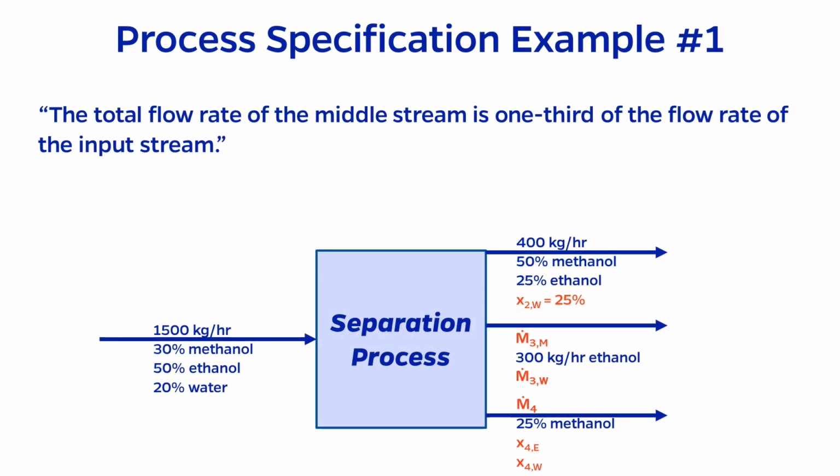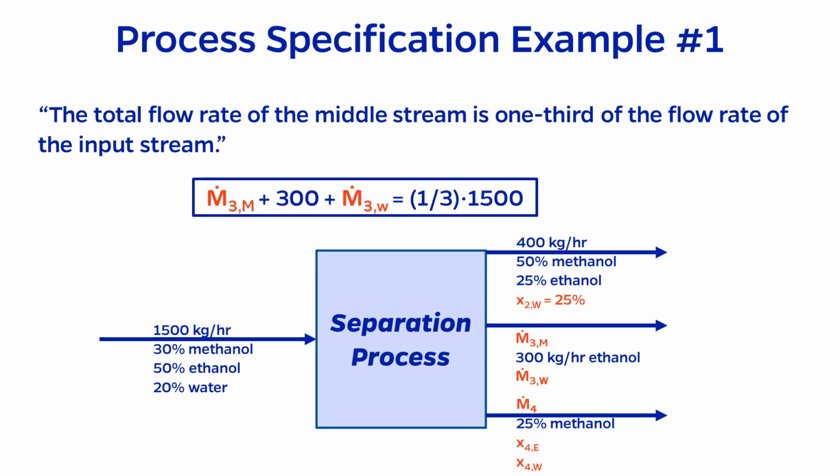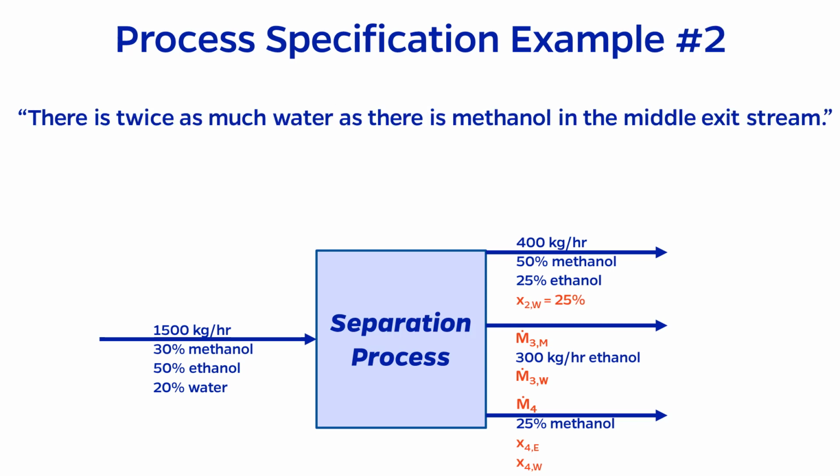Imagine the problem statement had said, the total flow rate of the middle stream is 1/3 the flow rate of the input stream. Using the variables on the diagram, could you translate this process specification into an equation? When I'm deriving equations for process specifications, I find it helpful to focus on some key words. The word is should be interpreted as an equal sign. The word of should be interpreted as a multiplication. Therefore, the total flow rate of the middle stream, which is the sum of M3M plus 300 plus M3W, equals 1/3 times 1,500.